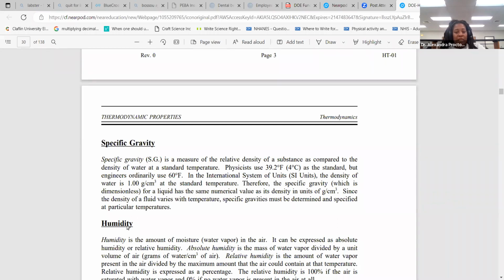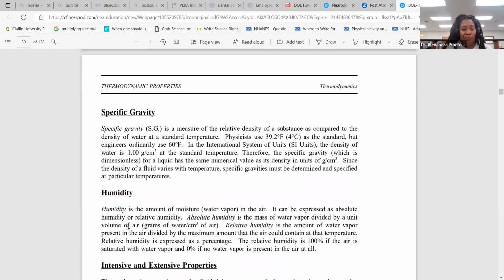Since the density of the fluid changes with temperature, specific gravities must be determined and specified at particular temperatures. Okay. So that just means that if you change the temperature, then that specific gravity value is going to change. So they go ahead and fix it and say, look, we're talking about standard temperature. And they told you what engineers use, which is 60 degrees Fahrenheit.